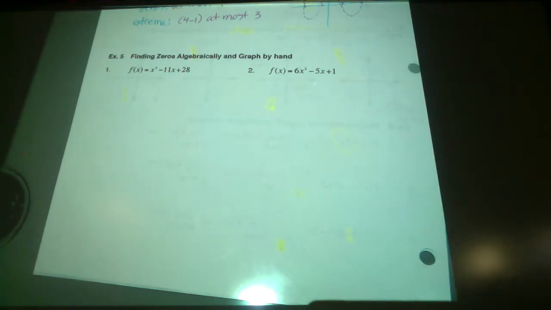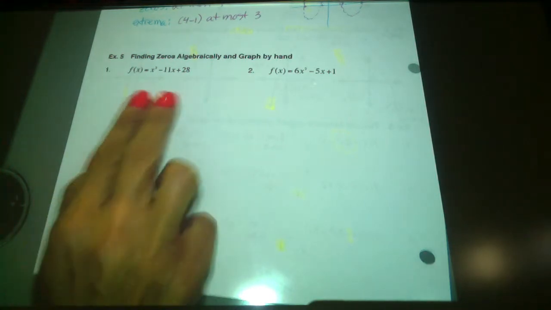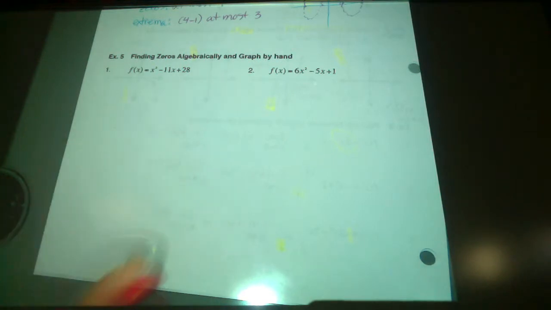So we're finding our zeros algebraically, and then we're going to graph by hand. Now each one of these has max and mins to them. It does not say find the relative max and min, so we're going to estimate a relative max and min. Now with a parabola, which is what this quadratic is, we do know how to find the vertex, don't we?